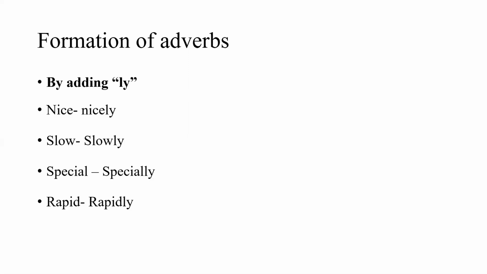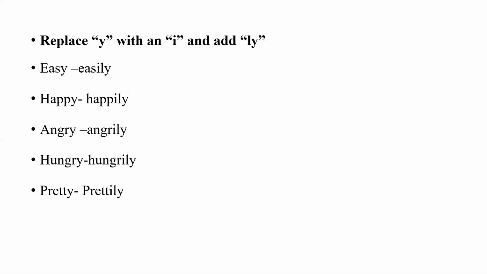For example, nice, nicely. We add ly at the end. Slow, slowly. Special, especially. Rapid, rapidly. The second rule is we add ily by removing the final y. Easy, easily. Happy, happily. Angry, angrily. Hungry, hungrily. And pretty, prettily.